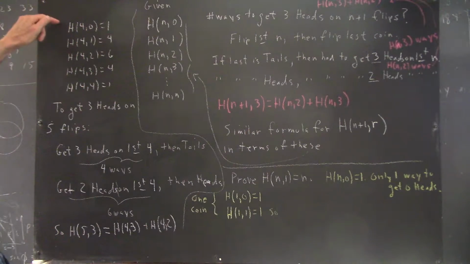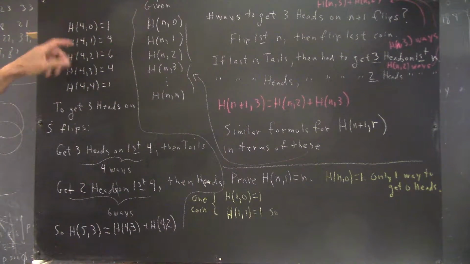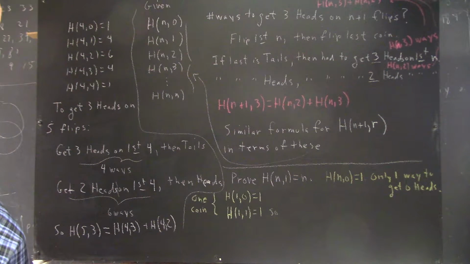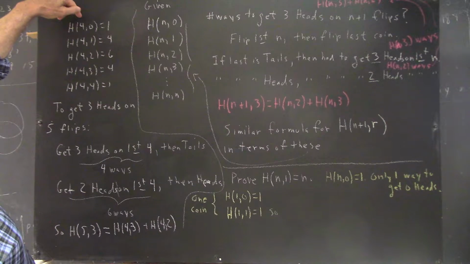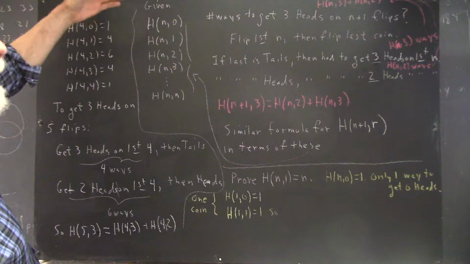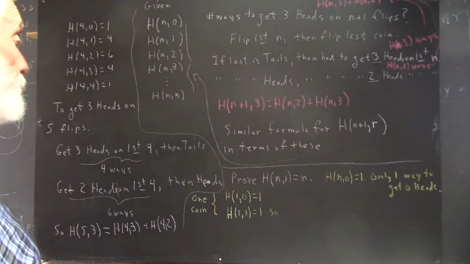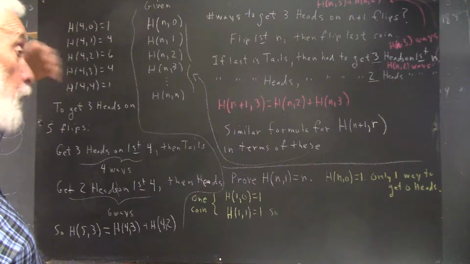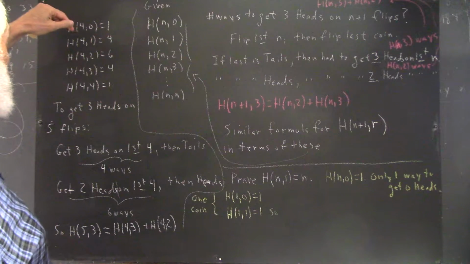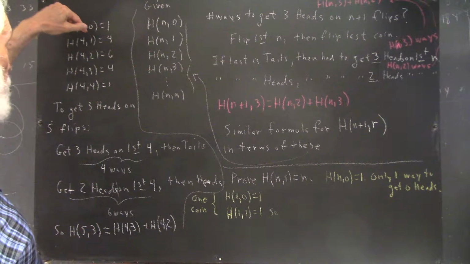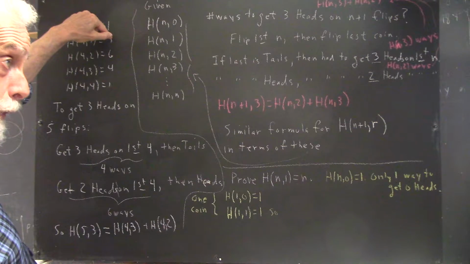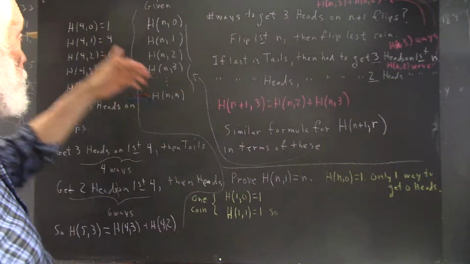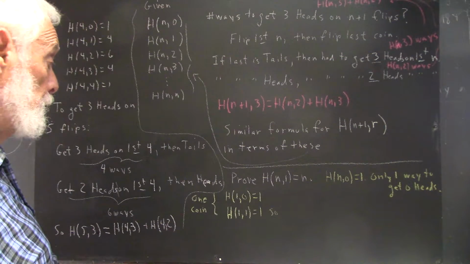If you flip 5 coins, there are 5 ways to get exactly 1 head. Now that follows from the numbers we have here, if you think about it, because h of 5,1: you could get no heads on the first 4 flips, and then a head on the last one. Well, that gives you 1 way to get 1 head on 5 flips. Or you could get 1 head on the first 4 flips, which can occur in 4 ways, and match it up with a tail on the last flip, giving you 4 additional ways, giving you 4 plus 1, 5 ways.